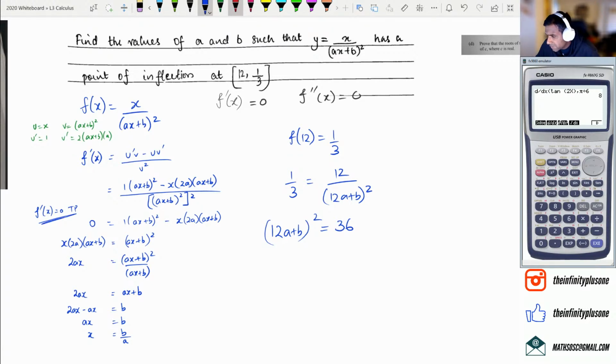Use f of x for the values. I'm not understanding your question there. How to write an equation for a and b. Anyway, look, let's just keep going.